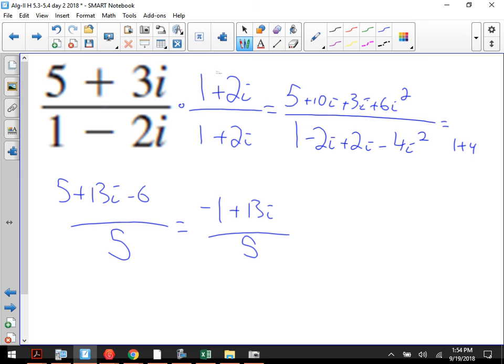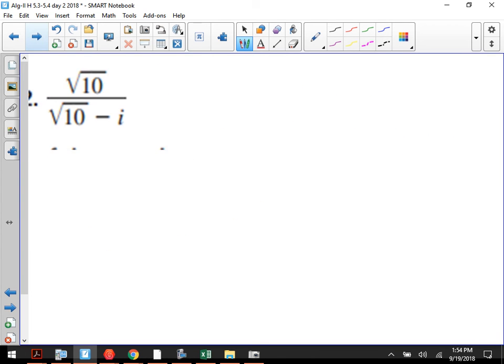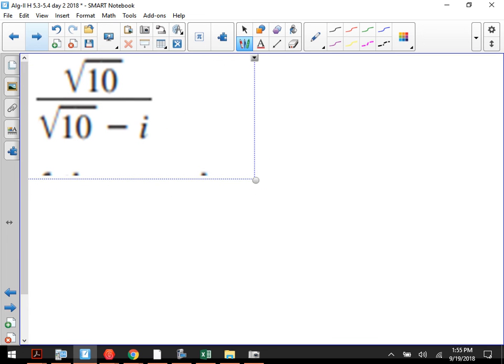Okay. Kind of gross. Yeah, it just says simplify. Yep. Just says simplify. Okay, let's try another one. Can you have it with radicals too? Sure.